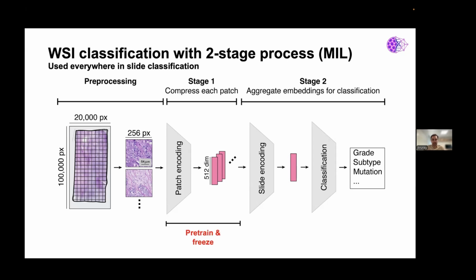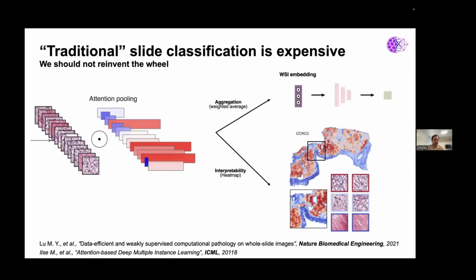Stage one is largely pre-trained and frozen because even with this two-stage process, it is not possible with current compute to backpropagate the signal to both the stages. Hence, we pre-train and freeze stage one and largely train stage two. So what solutions exist for stage two?